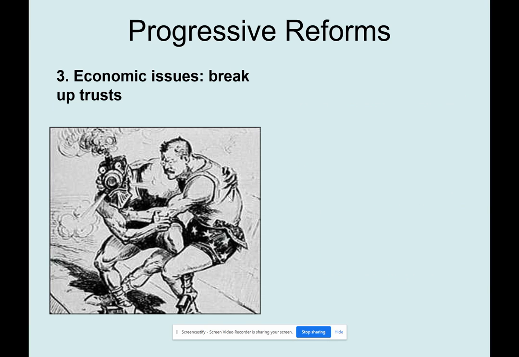Okay, the third issue we want to talk about is an economic issue, and that has to do with breaking up trusts. Okay, so these huge monopolies have formed, and the sense is that there's too much power in too few people's hands, and also that this has reduced competition. And frankly, trust busting and the whole trust situation is really complex.